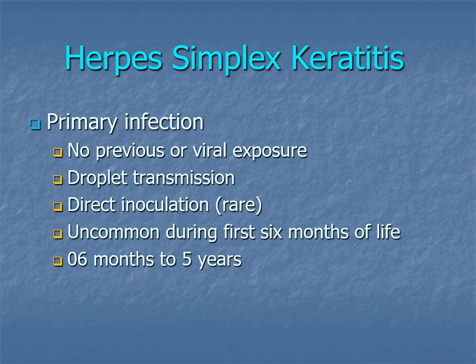Primary infection of herpes simplex keratitis means there is no previous exposure to the viral infection. It spreads through droplet infection, though direct inoculation is very rare. The primary infection is uncommon during the first 6 months of life due to the immunity conferred by the mother to the neonate. It affects children of 6 months to 5 years of age.